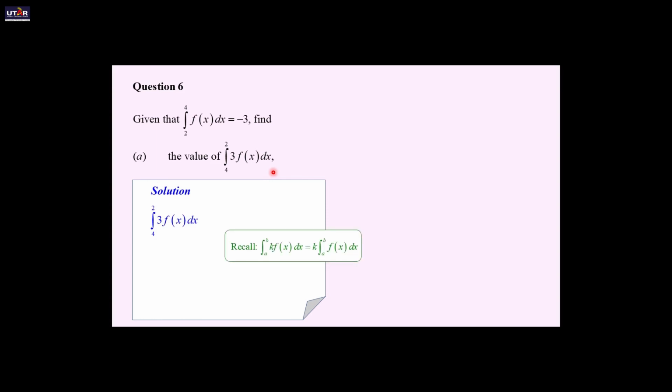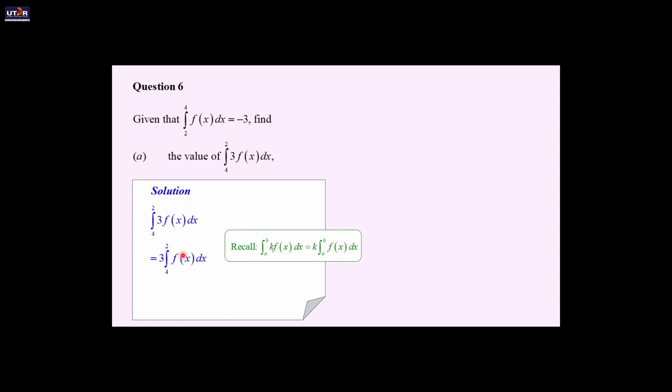First of all, we recall the property of the definite integral. When a constant multiplies a function, we can write the constant outside of the integral. So this will give you 3 multiplied by the integral of f(x) with respect to x from 4 to 2. However, in the question, the integral is given from 2 to 4. The lower limit and the upper limit are interchanged.